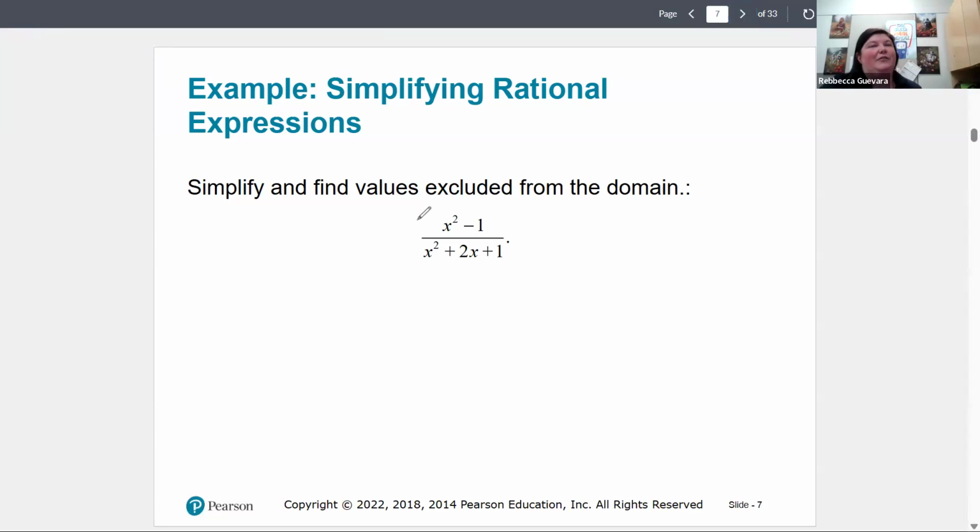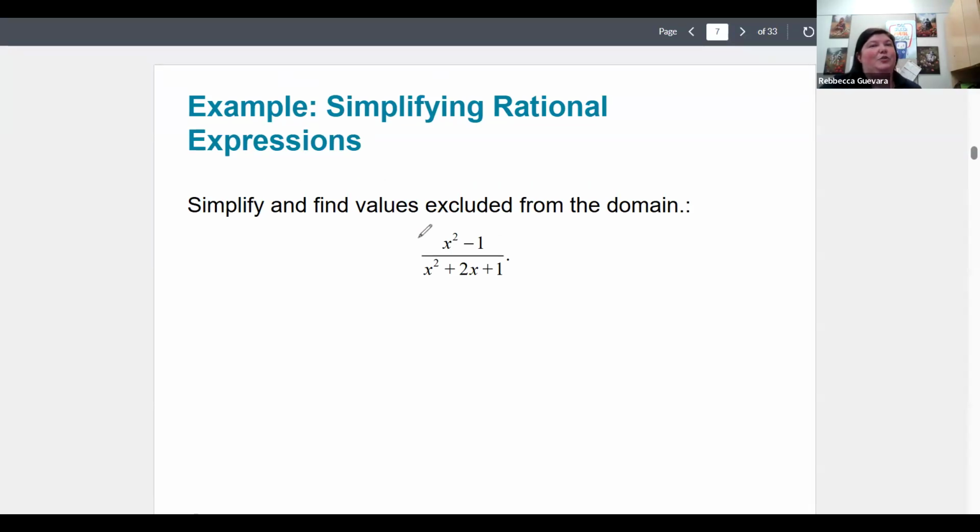Okay, so we want to simplify the following, and then we figure out values excluded from the domain. So I'll give you another example of this, but first thing we want to do is look at the domain. I'll show you later why that matters, but the first thing you always want to do, before you even start trying to simplify, is find the domain. So first find the domain before simplifying.